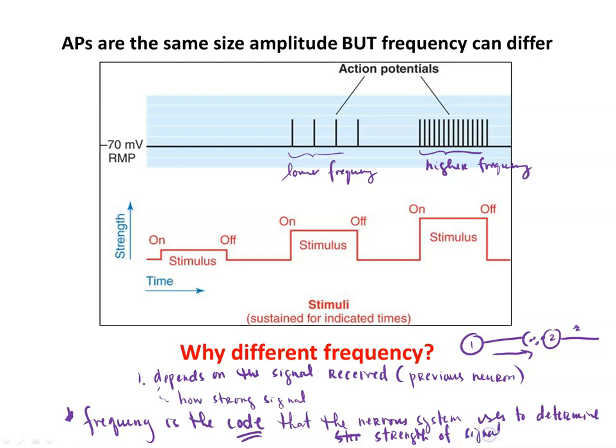Okay? All right, let's talk about this code. What's this code you speak of? So let me now talk about what's going on in the axon in order for us to get these types of action potentials with the same amplitude.